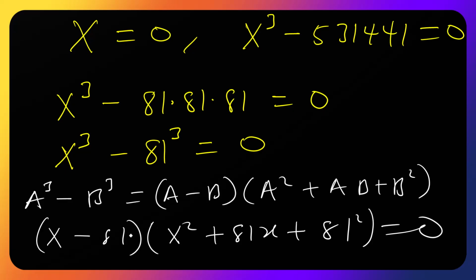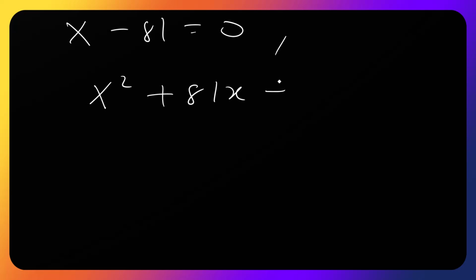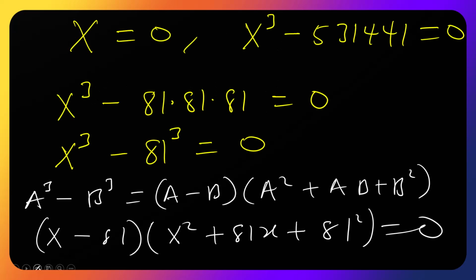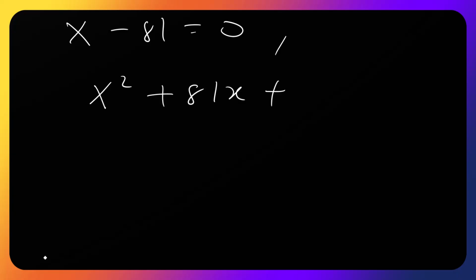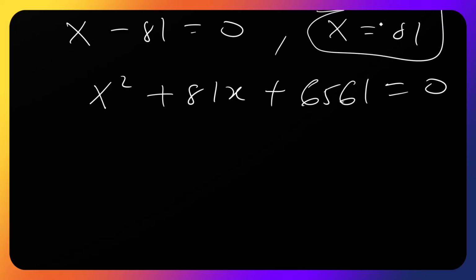So from here, x minus 81 equals 0. Then we have x squared plus 81x plus 81 squared, which will be complex. So 81 squared on the calculator will be 6561, equals 0. So we have x equals 81. Now let's look for the other solutions here.